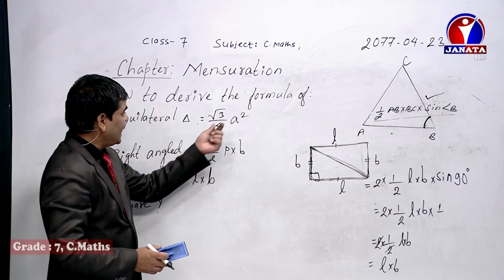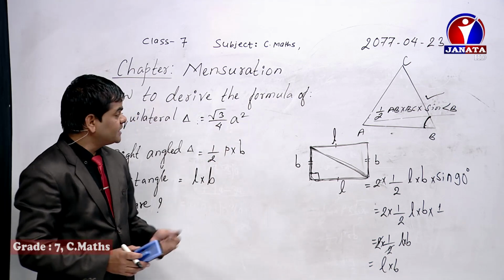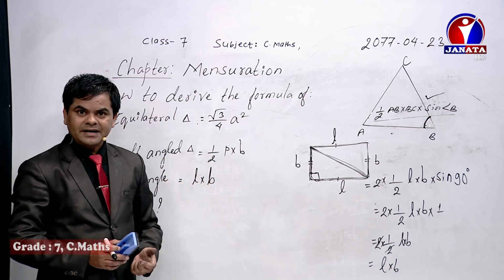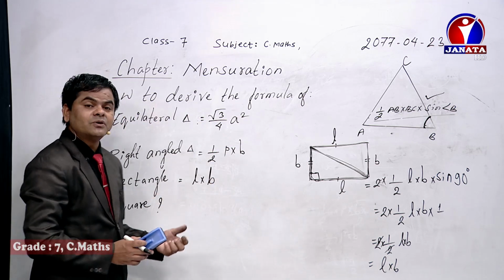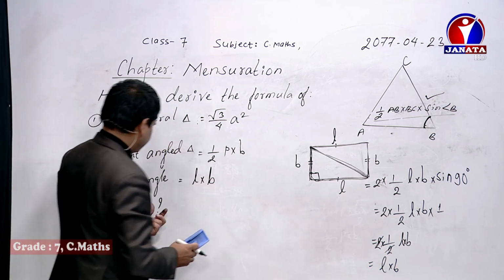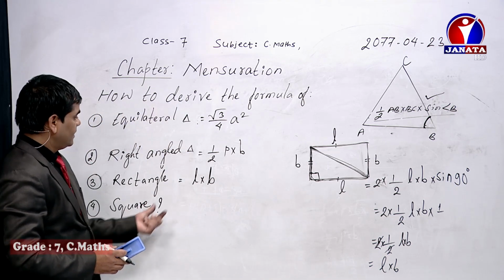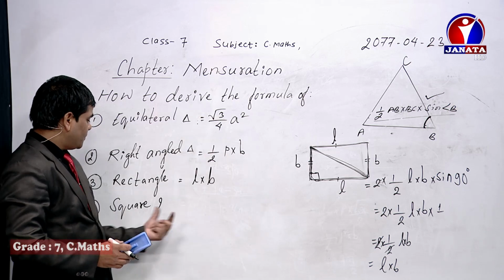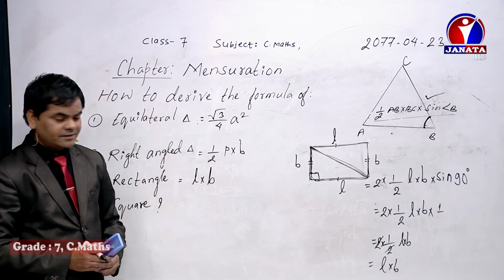Okay, to be an expert in mathematics you need to know in this way. You need to be able to derive the formulas. Now let's focus on square. The last one is square. Likewise, we can derive the formula of square as well. So let's try.